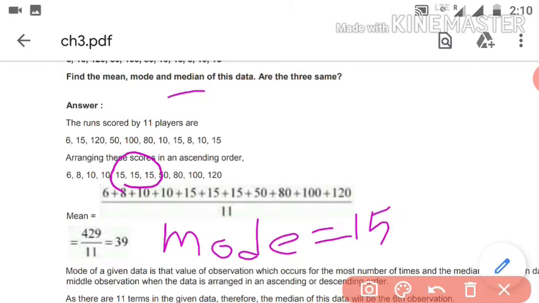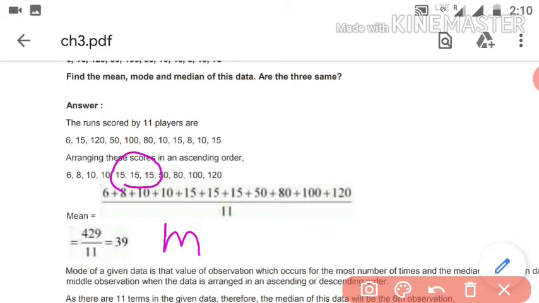Then again median. So total number is how much? 11. Now 11 plus 1 is how much? 12, isn't it? 12 divided by 2 is how much? 6. Now count from here: 1, 2, 3, 4, 5, 6. That means the 6th number.